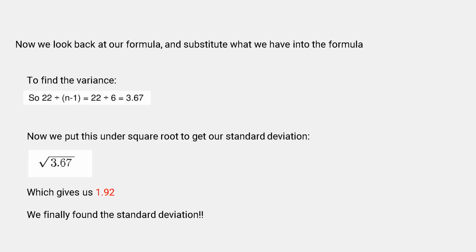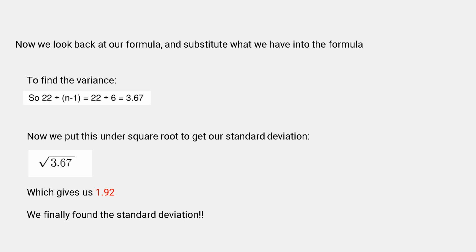So you take 22 and divide it by n minus 1, because our n was 7. So 7 minus 1 is 6, and 22 divided by 6 gives us 3.67. Now, we take this number and we put it under a square root to get our standard deviation. When we put 3.67 under a square root, we get 1.92, and then we've found our standard deviation.